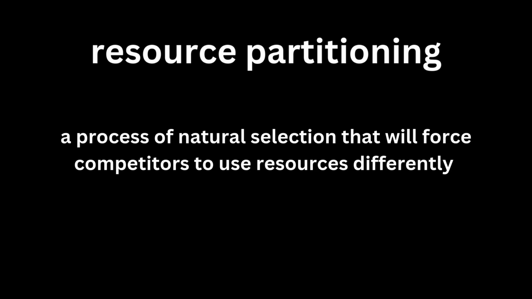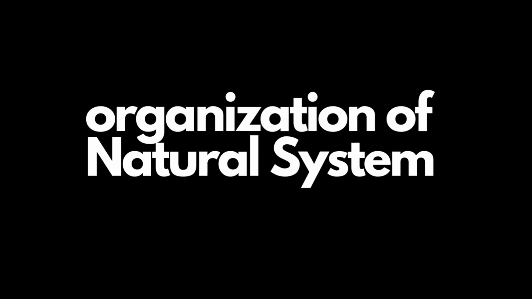Resource partitioning reduces interspecific competition. Different species have different niches, which allows them to share resources in a community and avoid competition. This is called resource partitioning, also called niche partitioning. Resource partitioning involves species using different resources, occupying different areas of a habitat, or feeding during different times of the day.